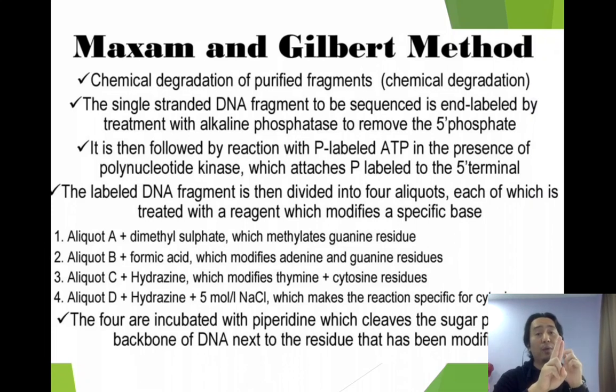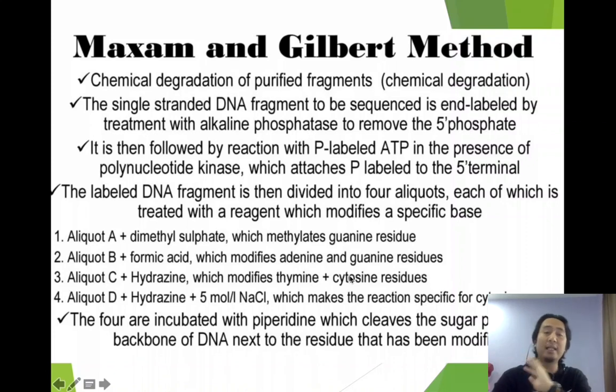So it will modify both A and G. And tube number 3, a liquid C or sample C, you will add hydrazine, which modifies thymine and cytosine both. Okay, hydrazine will modify T and C. And the last tube, you will add hydrazine with a salt, which makes the reaction specific only to the C.